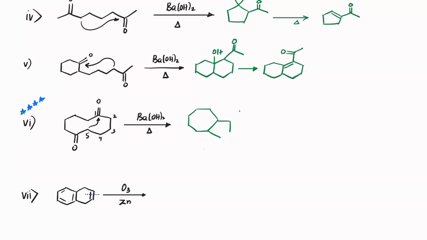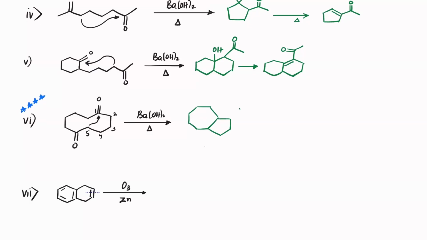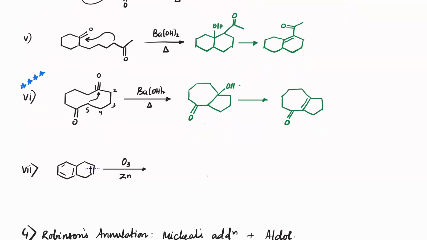So this is between 5 and 1. This is 5 and 1. And adjacent to 5, we have a double bond O. And here we have an OH. And that on heating will convert into this form. So a double bond here, double bond O here. So this is the final product.